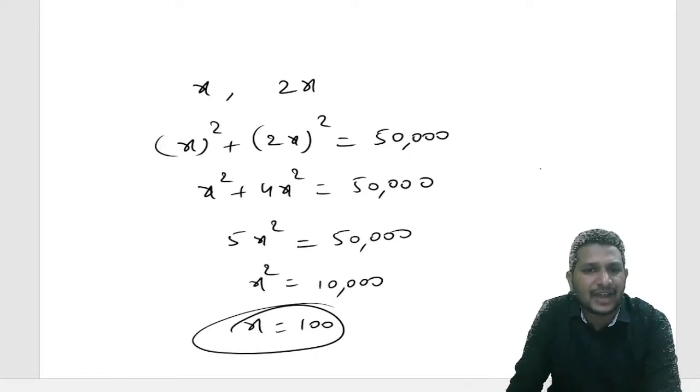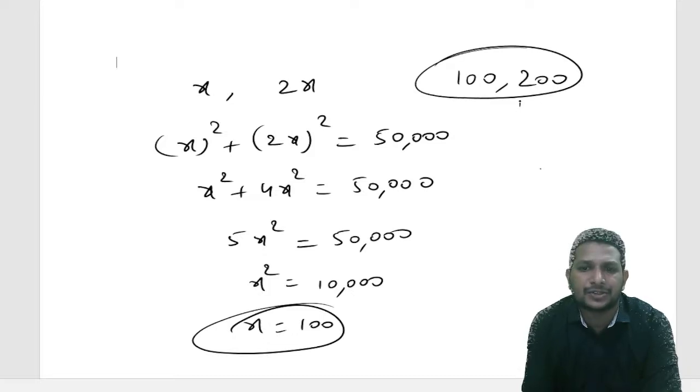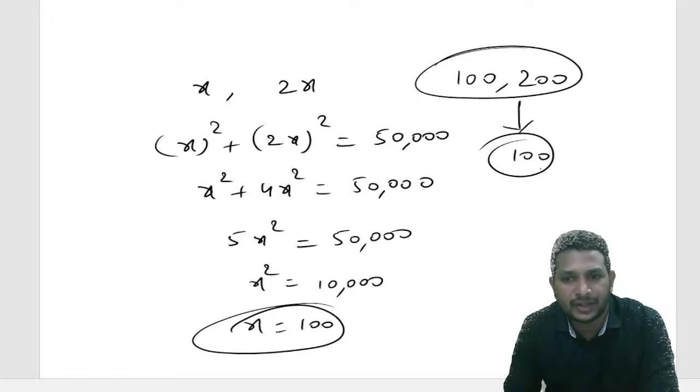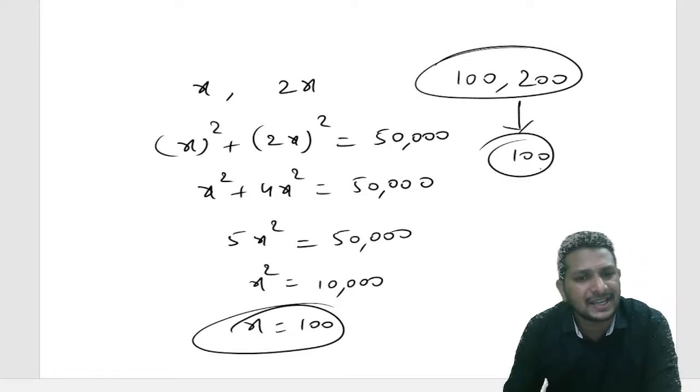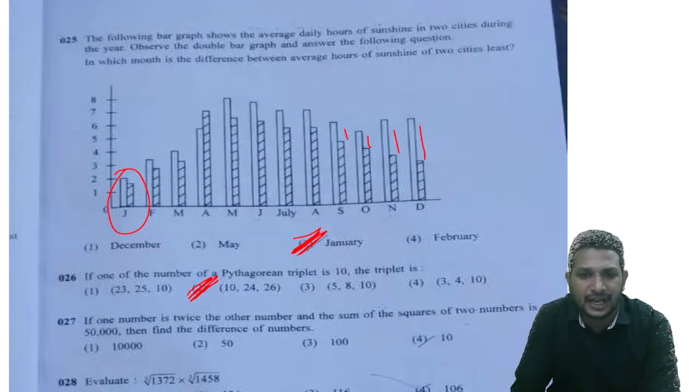So from the x value, we need to find the difference of the numbers. Difference of the numbers means the actual numbers are what? x is 100 and the other number is 200. So the difference is how much? 100 again. So we got the difference as 100. So the answer for this question is option 3, 100.